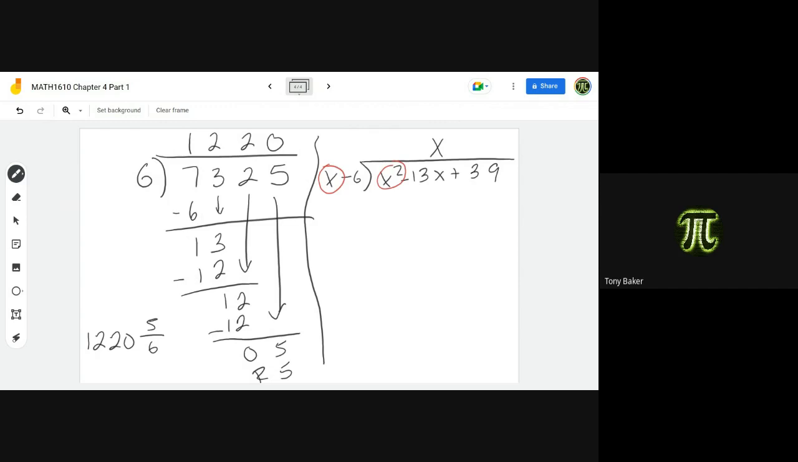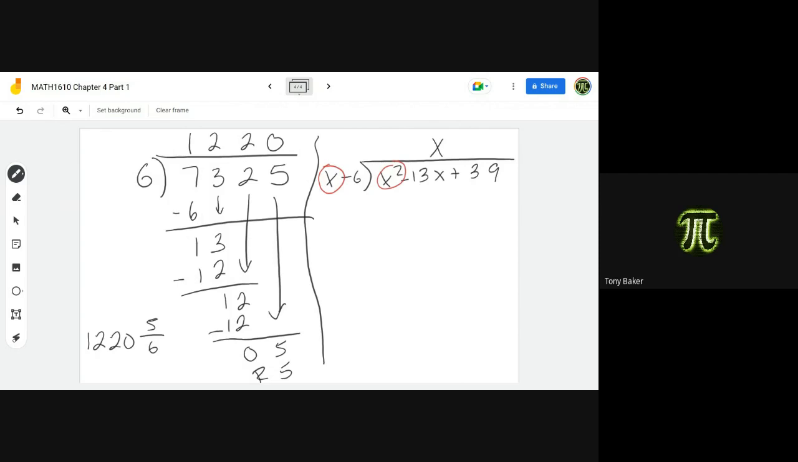There's a variety of different methods that teachers and the books use. Sometimes they'll put it right over the x squared. That's fine. I like keeping everything lined up. So since it's an x, I'm putting it over the x term. This also helps at the end, because when you get to the very end, you know you're done because there's nowhere else to put something.